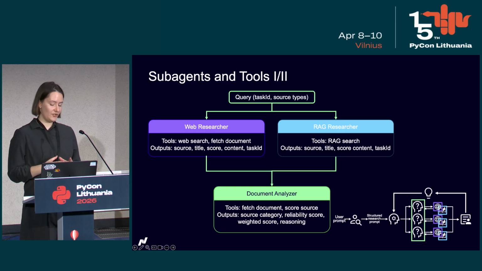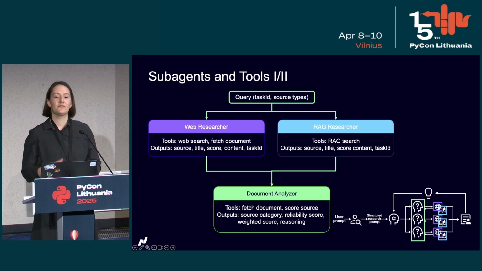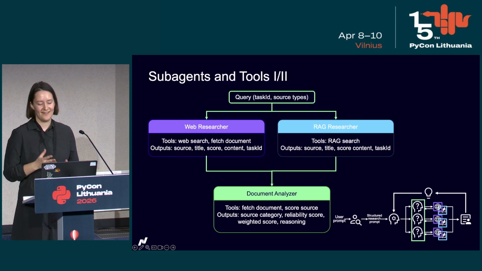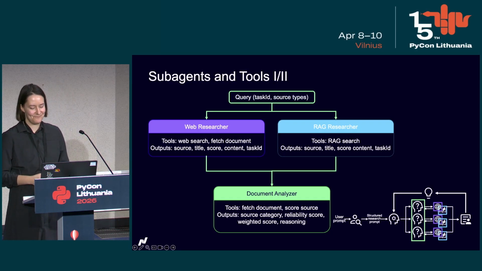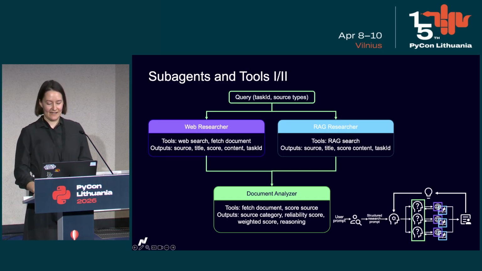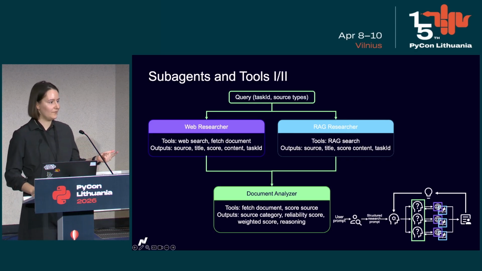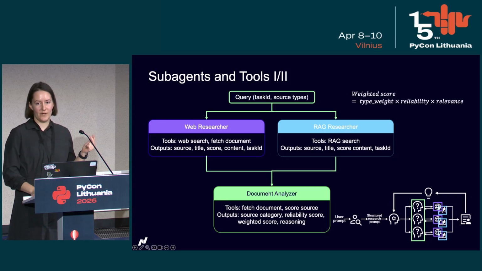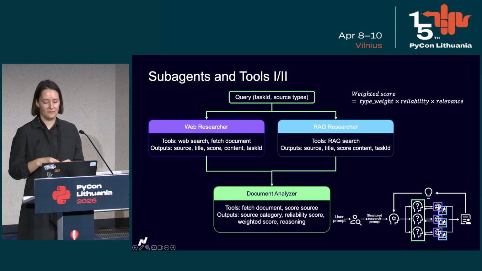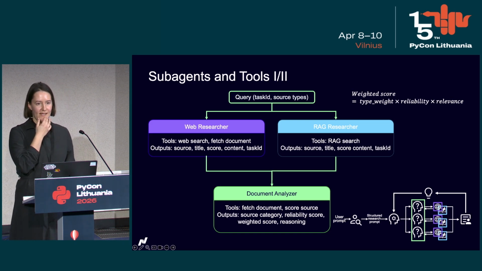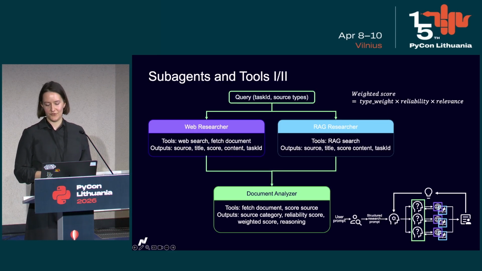All of this information is then given to the document analyzer. And this, at least to me, is where a lot of the magic happens. A document analyzer for each of the document from the web and from the RAG assigns a weighted score that determines how later agent, that is the drafter agent, will look at your source.